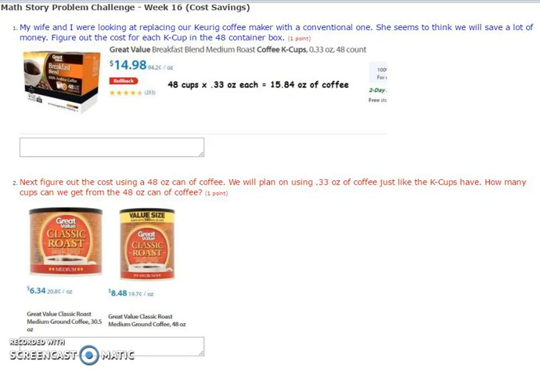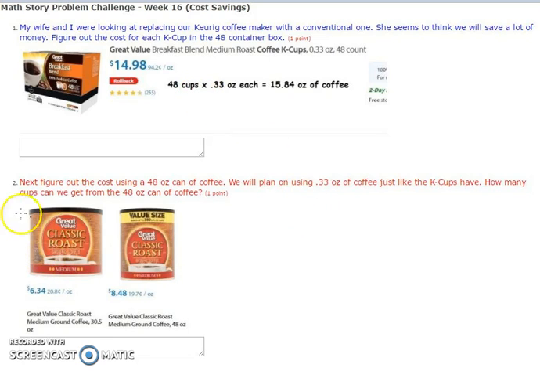Question number 1 starts off by saying, my wife and I were looking at replacing our Keurig coffee maker with an old-fashioned conventional one. She seems to think we'll save a lot of money doing that. Figure out the cost for each K-cup in the 48 container box. So again, this box costs $14.98. There's 48 of those K-cups inside this box. How much does each of those K-cups cost to get to the $14.98 mark?